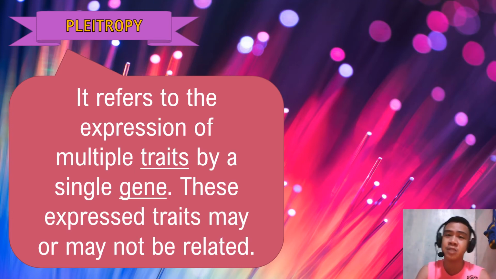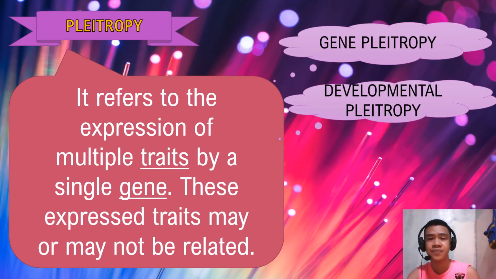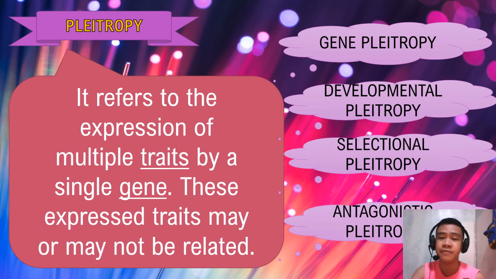Pleiotropy can be spoken of in various forms. We have several forms of pleiotropy. We have the gene pleiotropy, the developmental, the selectional, and the antagonistic. So pleiotropy is the expression of multiple traits by a single gene. Keyword for pleiotropy: multiple traits by a single gene.